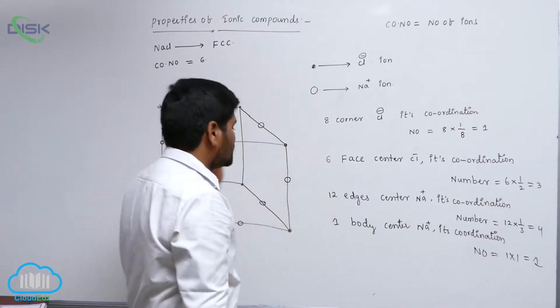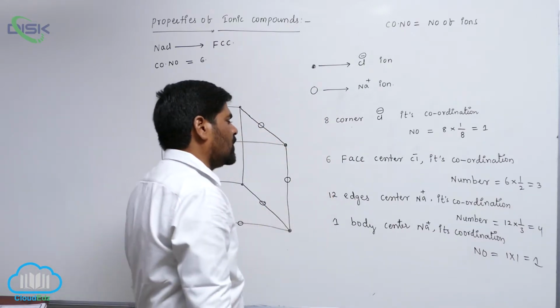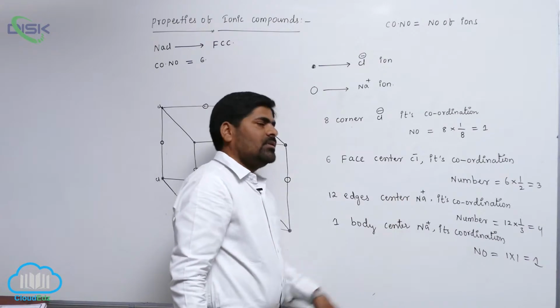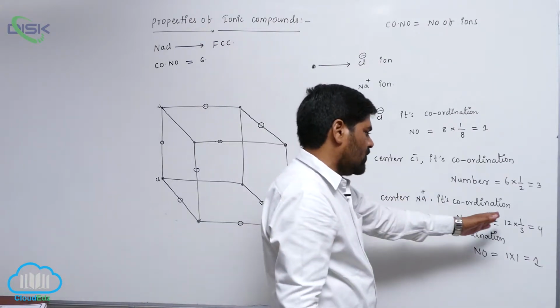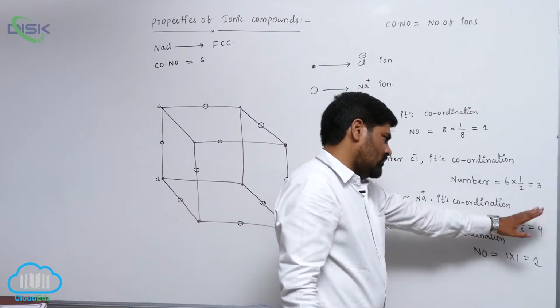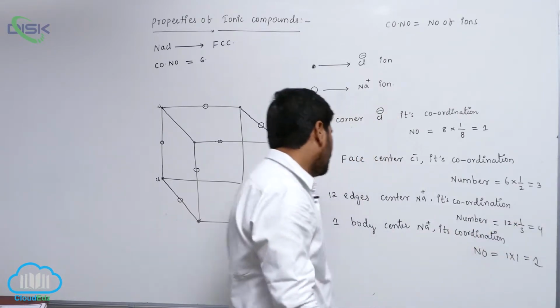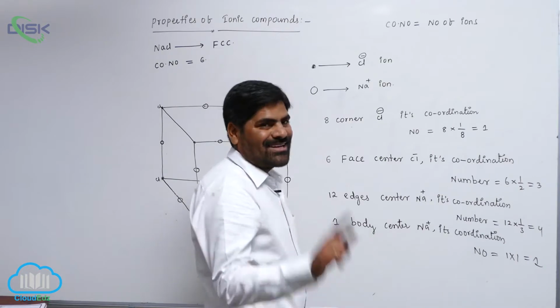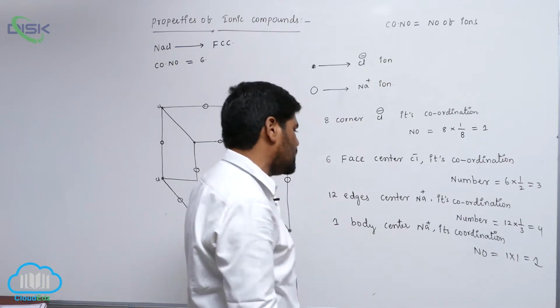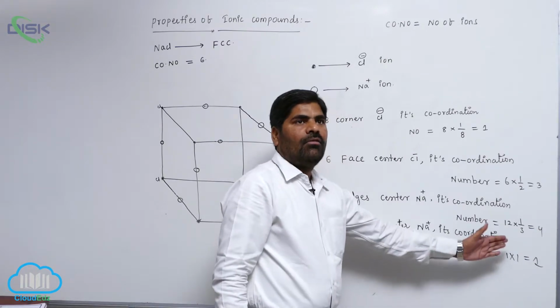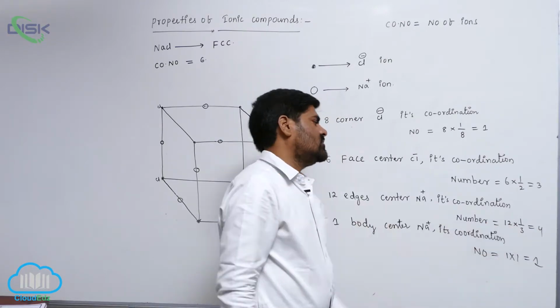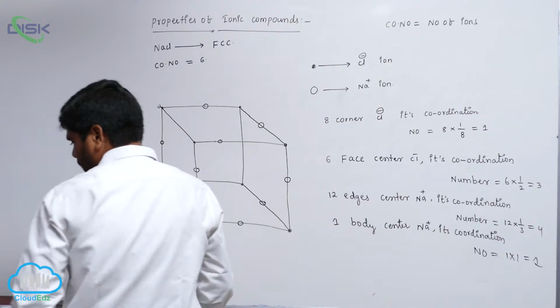How many edges? 12 edges in this particular cube. So the edge center Na plus ions contribution equals 12 into 1 by 4, that is 3. How many body centers? Only one body center in this particular cube. So its contribution equals 1 into 1, that is 1.